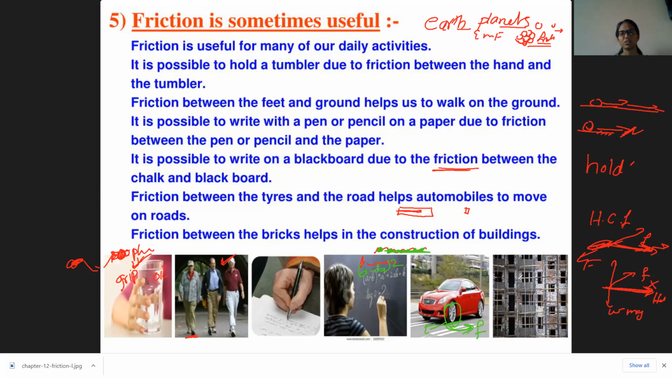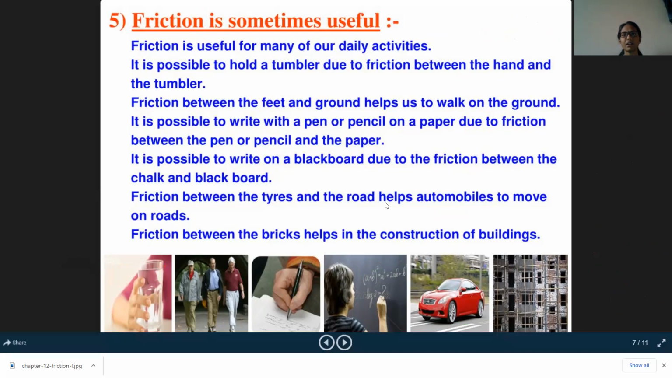And here see construction of the buildings. The bricks are held, how are we going to consider? We need to tie here, no? That tying means friction is there, then only we are able to tie and able to grip. So all these are the advantages of friction. I hope this is clear, children. Advantages of friction. Now let's try to understand disadvantages of friction.